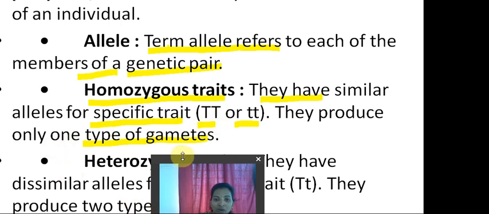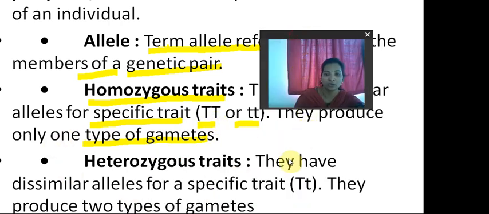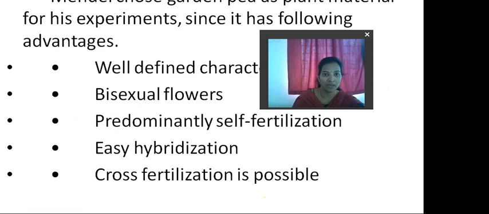Next, heterozygous trait also. They have dissimilar alleles for a specific trait, capital T, small t. They produce two types of gametes, right students? Heterozygous means different characteristics, and homozygous means the same characteristics. Here phenotype means the physical appearance of an organism.